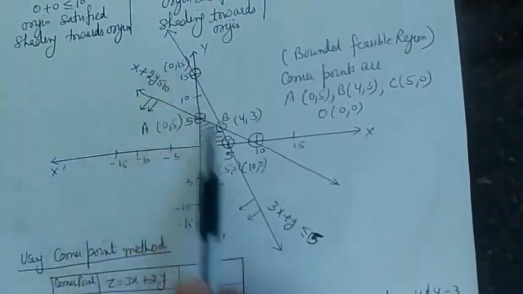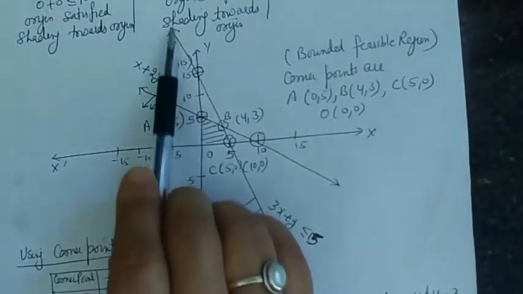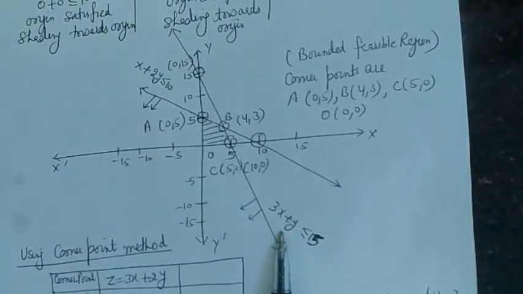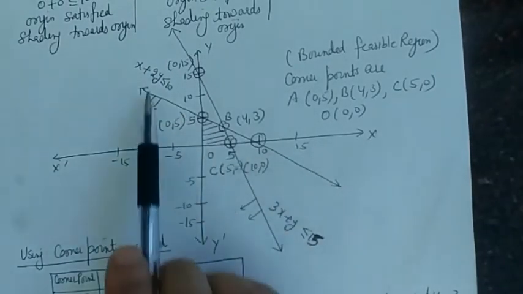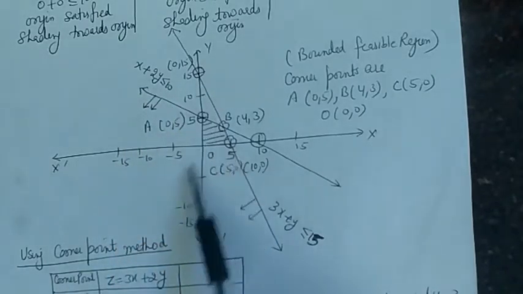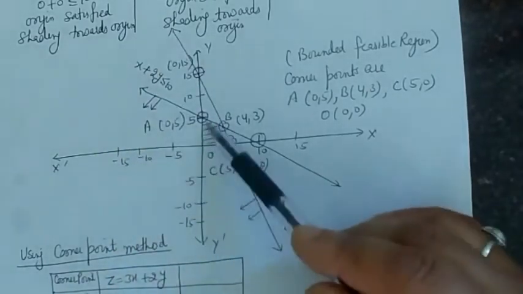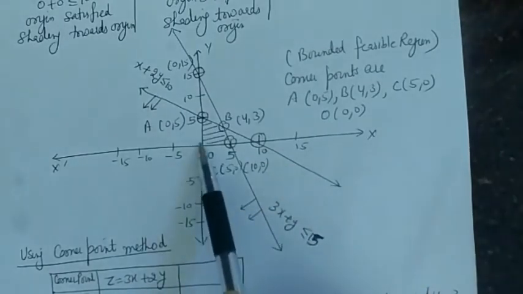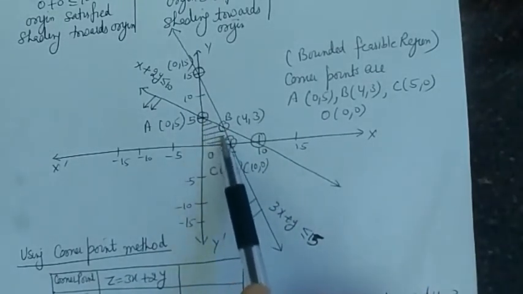So let us plot the graph, and the graph is like this. This is the graph of the line 3x plus y less than or equal to 15, and for this it is x plus 2y less than or equal to 10. Since the shading is towards the origin for both lines, we get this quadrilateral as the required shaded portion.